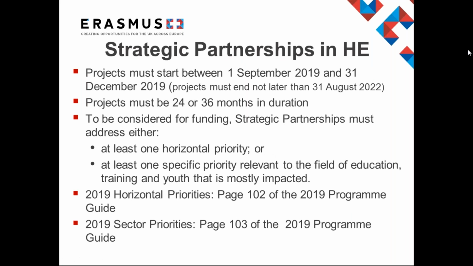So here's a brief overview of strategic partnerships in higher education. Projects can be between 24 and 36 months, with no project ending later than 31st August 2022. The Erasmus Plus program has significantly evolved from predecessor programs such as the Lifelong Learning Program. It is now much more strategic with clear objectives and priorities.